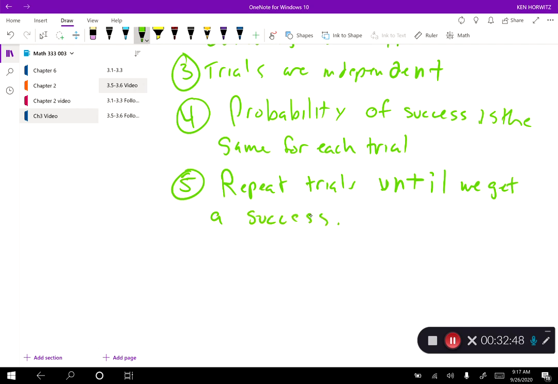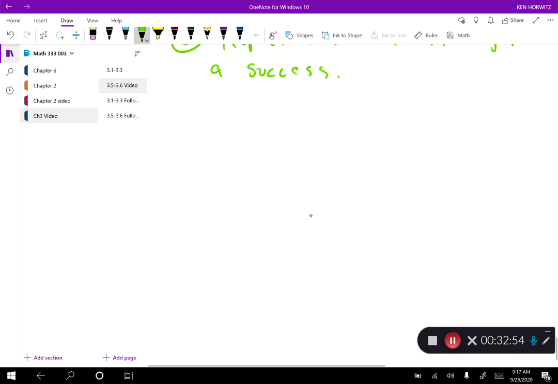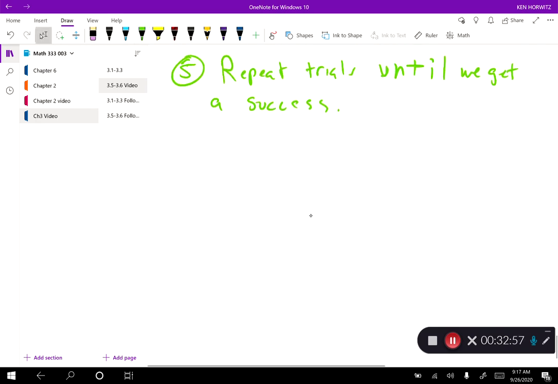And you'll see what I mean when we do an example. All right, so again, number 5 is the one you have to look out for to know the difference between binomial and geometric, okay? All right, so let's do an example.